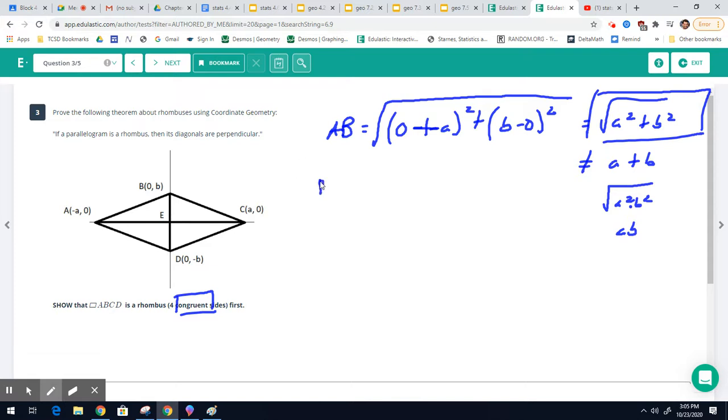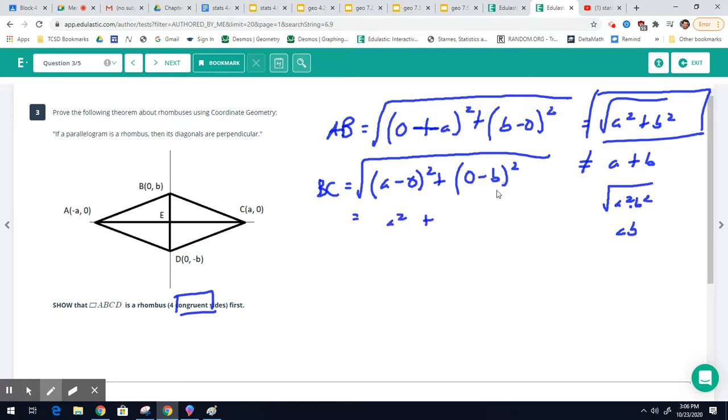All right, BC. We're going to take C's coordinates minus B's coordinates. So A minus 0 squared plus 0 minus B squared. A minus 0 is just A, so this is just A squared. Now, 0 minus B is negative B. But when you square negative B, the negative goes away, and it's just B squared again. So it's the same thing, the square root of A squared plus B squared. And again, it's not A plus B.